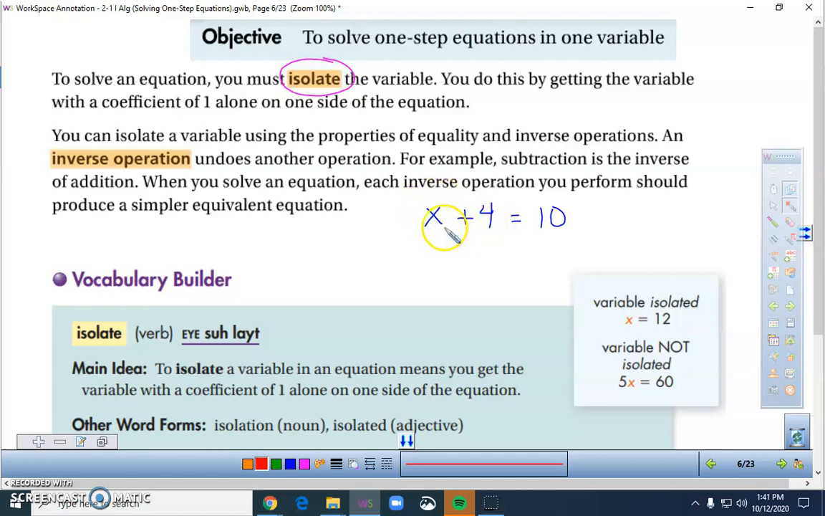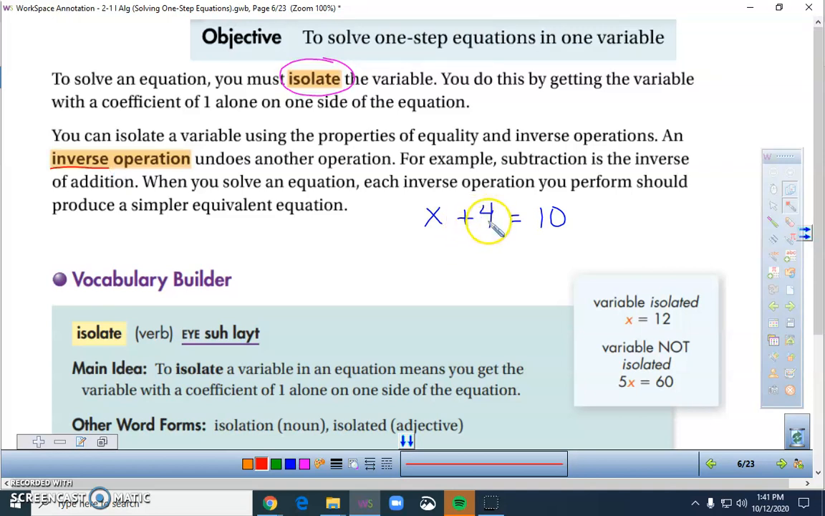We want to get x all by itself. So we're going to look at all the operations that are happening to x. What's happening to x in this case? They're adding 4 to x. So we're going to reverse, which is just like inverse. That's our inverse operations. And then balance it on the other side so it's equivalent.